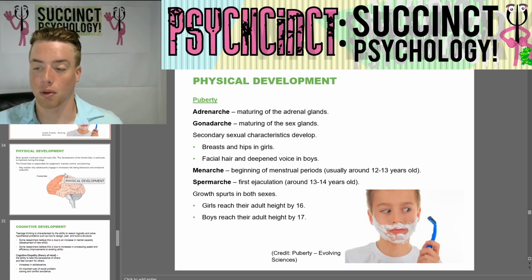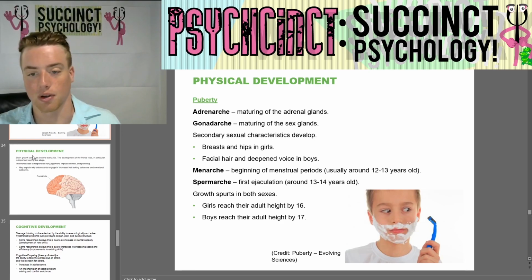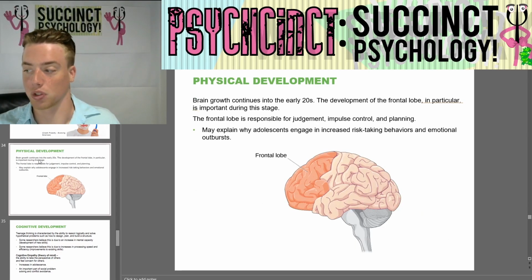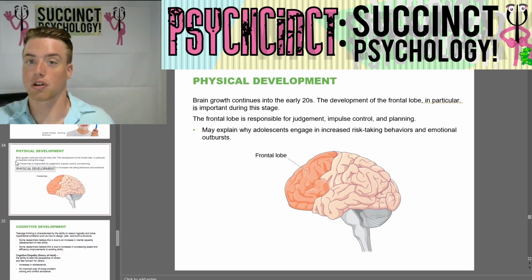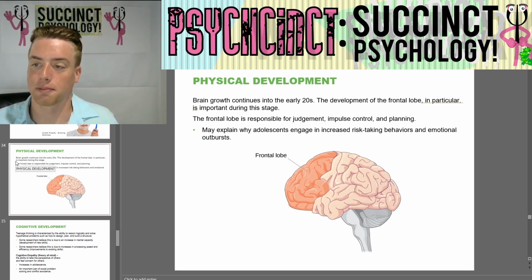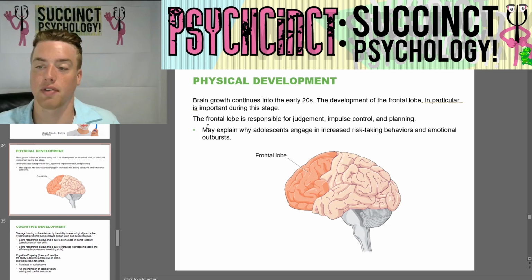Girls reach their adult height by 16, and boys reach their adult height by 17. So if you've ever noticed girls and boys at the same age, a lot of those girls tend to be taller because they grow a little faster. Now, physical development. Brain growth continues into the early 20s.